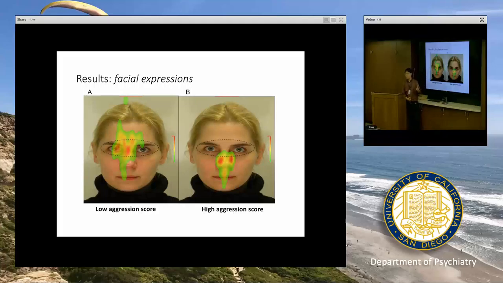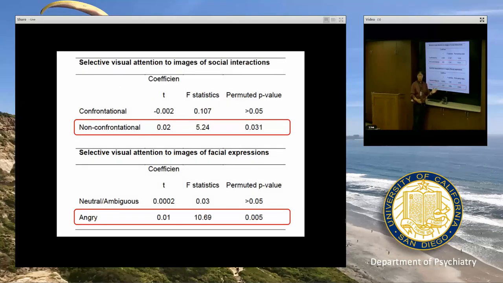Similarly, for the second type of images, we provide the subject with a series of facial expressions. We found that this is what low aggression score individuals did, still spending most of the time viewing the eye region. But a person with a higher aggression score was trying to avoid eye contact again in this kind of situation. But we have many different types of images here, so we still need a further classification, not just the interaction and facial expression.